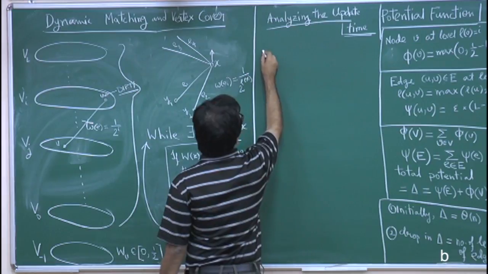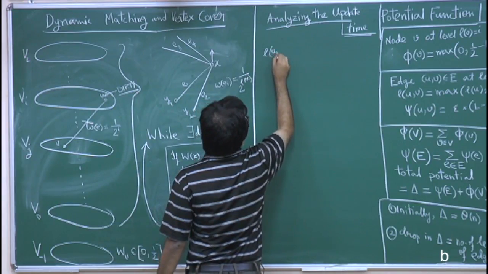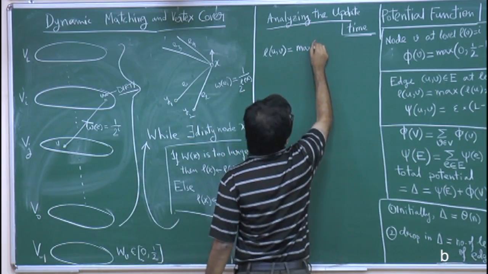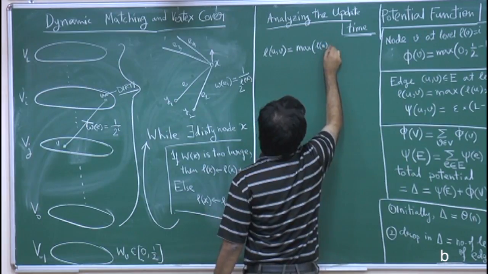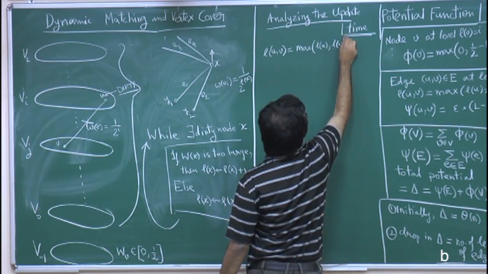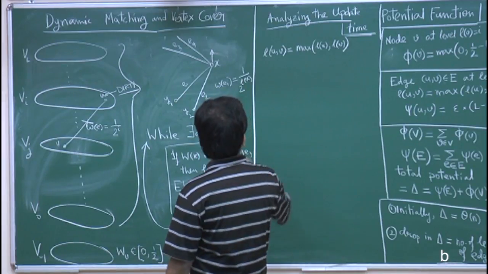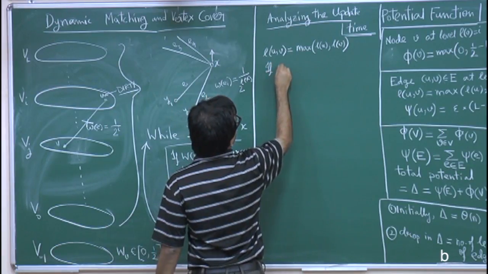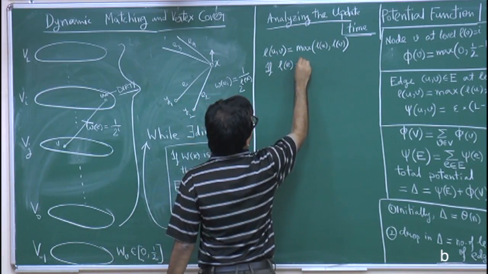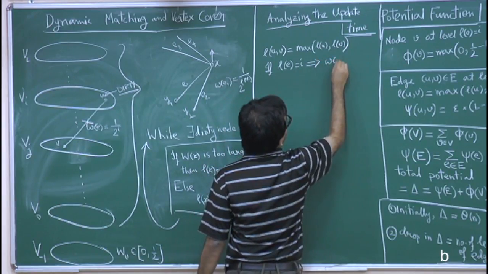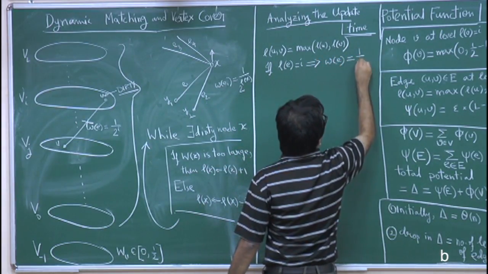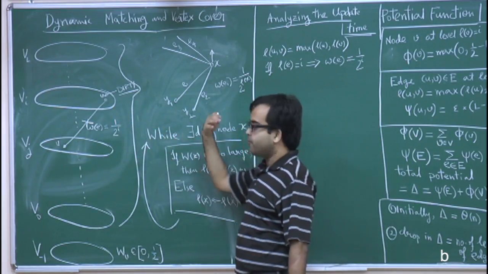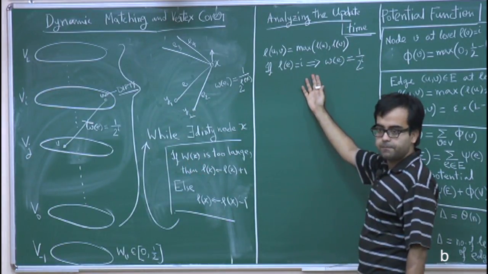Let us first define the level of an edge as follows. The level of an edge is simply the maximum level among its endpoints. Now, what is the purpose of this definition? The simple point is, if the level of an edge is i, then its weight is 1 by 2 to the power i. Again, look at this picture, it should be obvious, right. So, the weight of an edge is completely determined by its level.